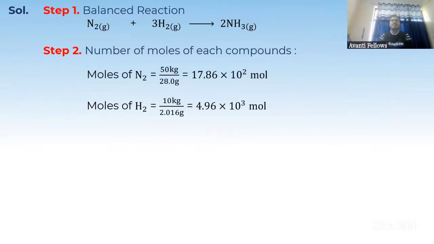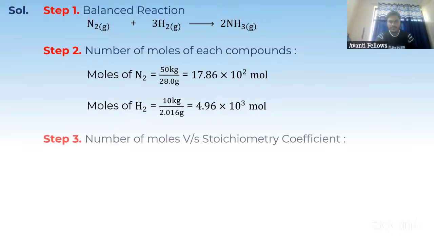For example, moles of N2 is equal to 50 upon 28. Why? Because the mass is already given, 50 kilogram of nitrogen, and we all know the molecular mass of N2 is 28. So it comes out to be 17.86 into 10 raised to power 2 mole. Similarly, the moles of hydrogen comes out to be 4.96 into 10 raised to power 3 mole.